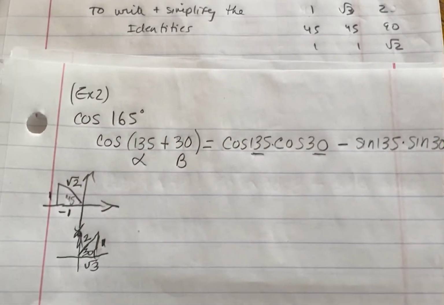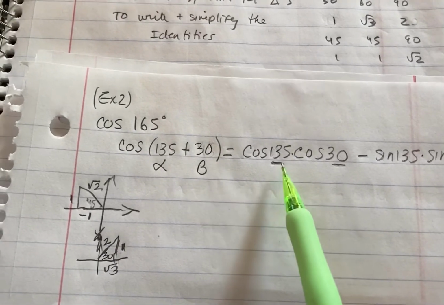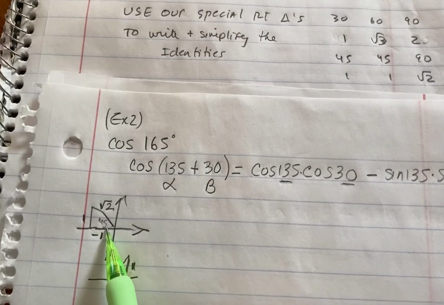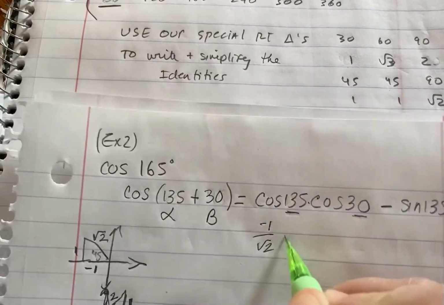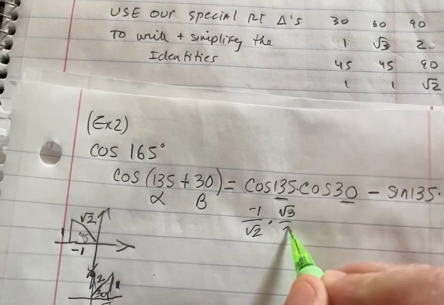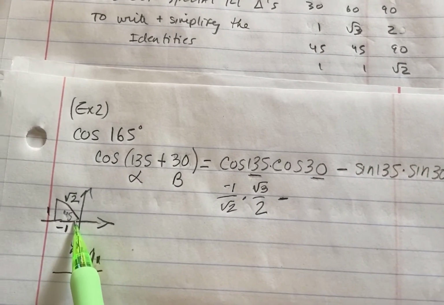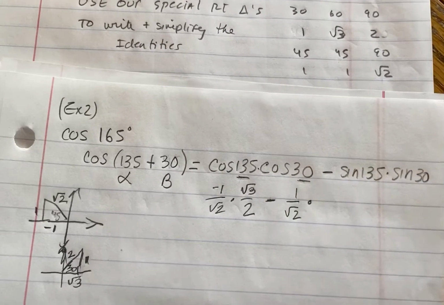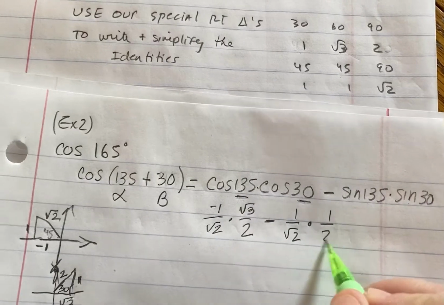And now we're just going to find the ratios of each of these trig functions in the respective quadrants. Cosine of 135, quadrant 2, is -1 over radical 2. Cosine 30, radical 3 over 2. Sine 135, back to quadrant 2, is +1 over radical 2. And sine 30 in quadrant 1 is 1/2.